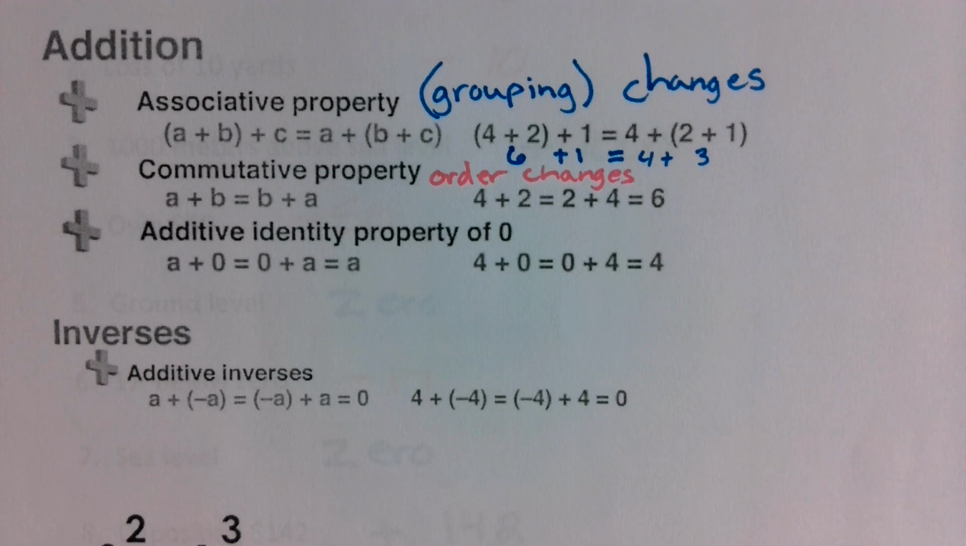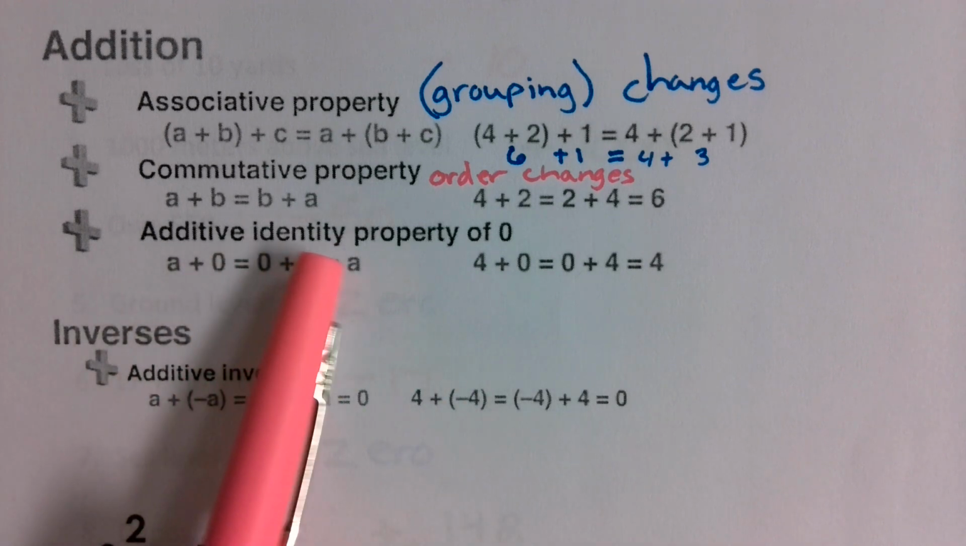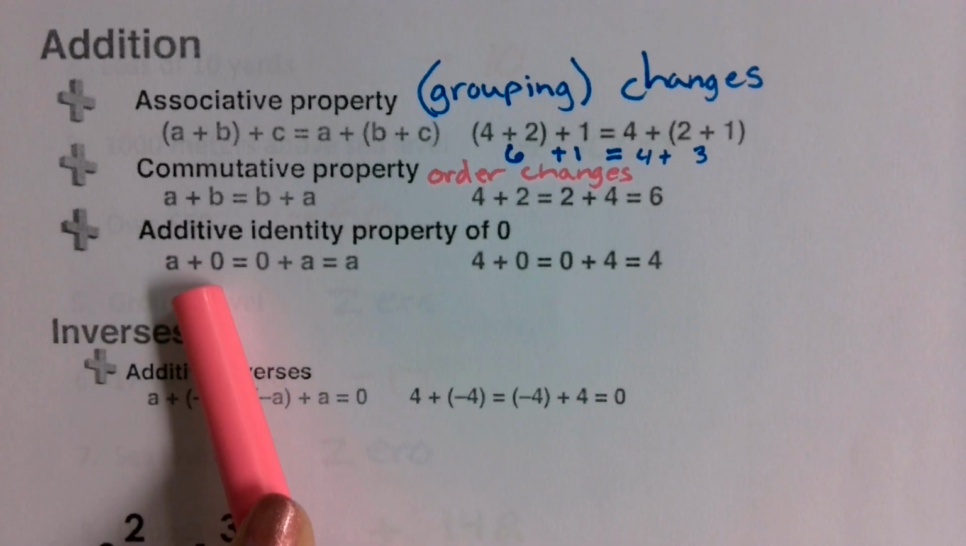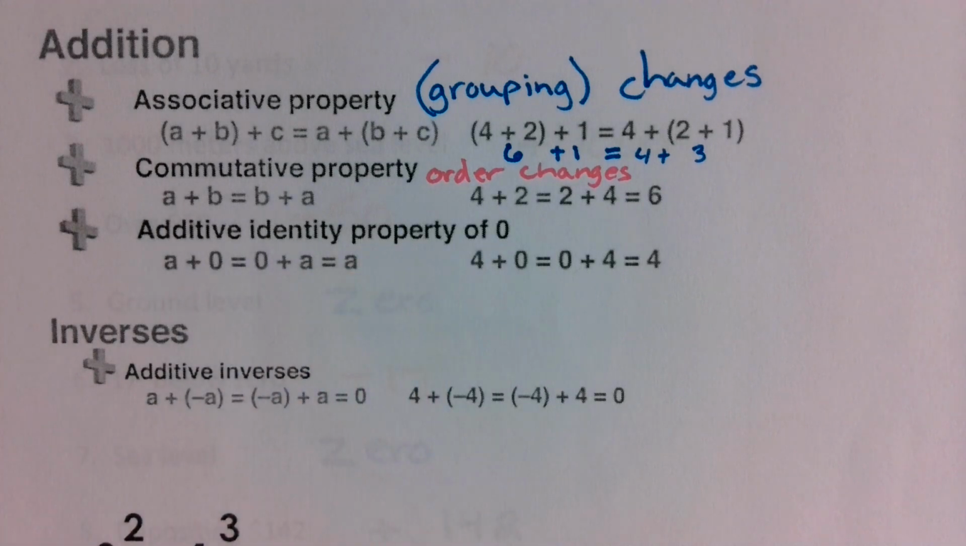And then we have our additive identity property of 0. Our additive identity property of 0 means that it doesn't matter what your number is, if you add 0 to it, it's going to give you that number. So A plus 0 or 0 plus A is going to give you A. 0 has no effect on your other number when you are adding.